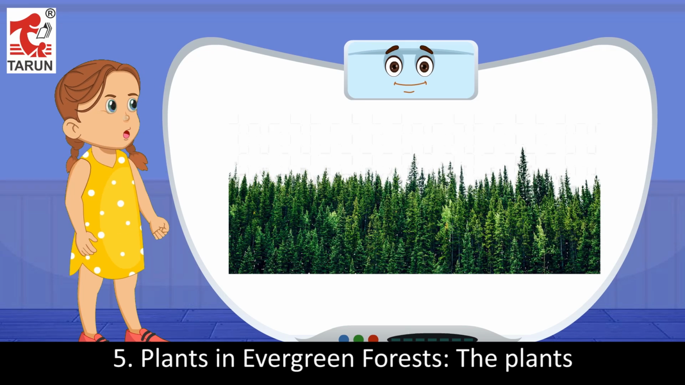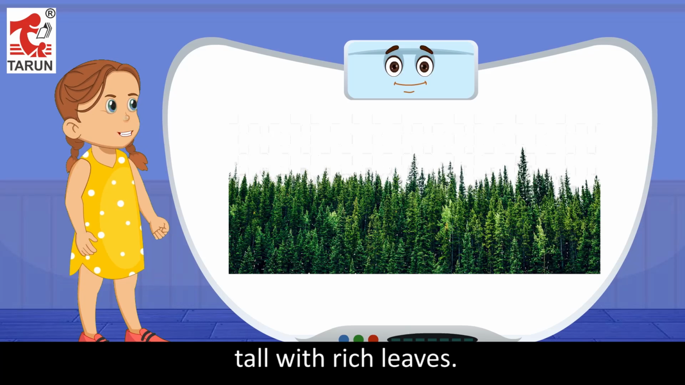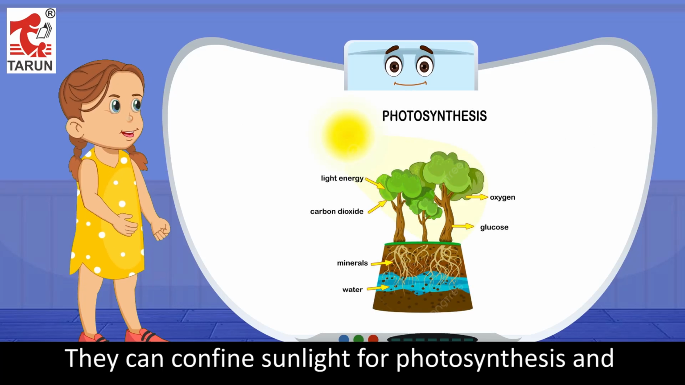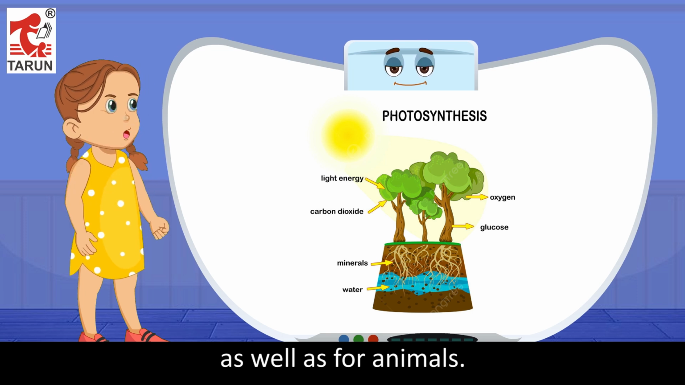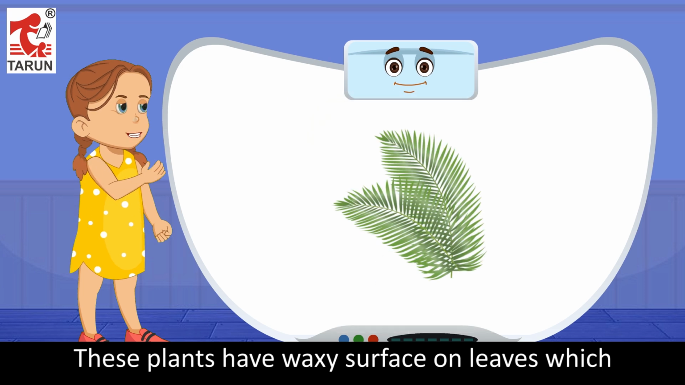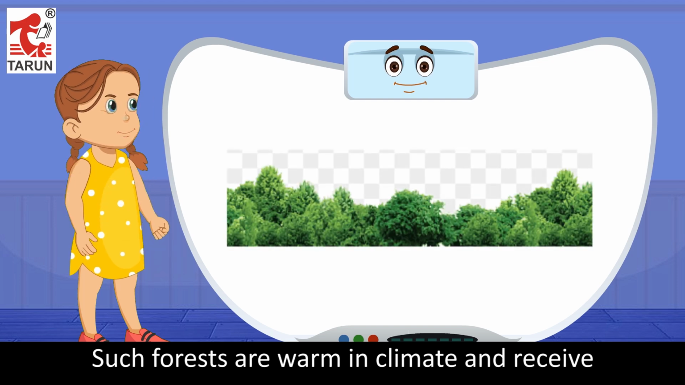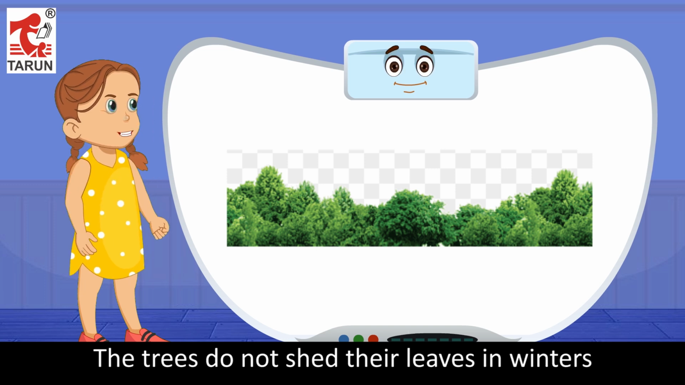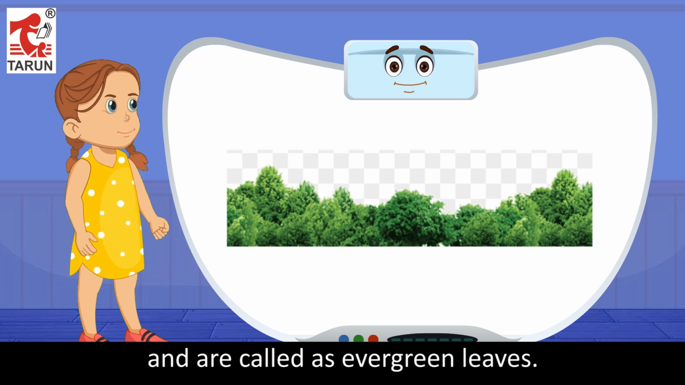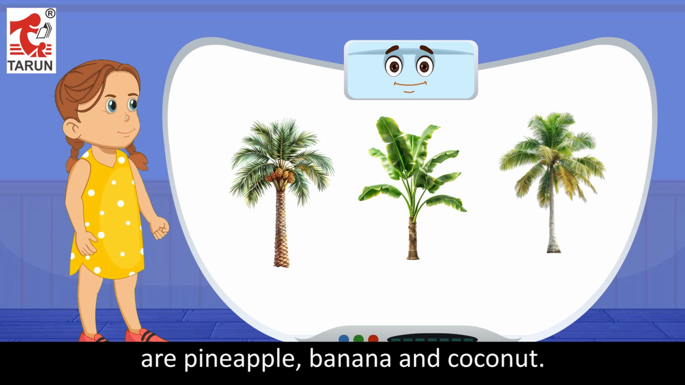5. Plants in evergreen forests. The plants which grow in evergreen forests grow tall with rich leaves. They can confine sunlight for photosynthesis and produce food in huge amount for themselves as well as for animals. These plants have waxy surface on leaves which help the rain to drain off from them. Such forests are warm in climate and receive heavy rainfall throughout the year. The trees do not shed their leaves in winters and are called evergreen. Examples of these plants are pineapple, banana and coconut.